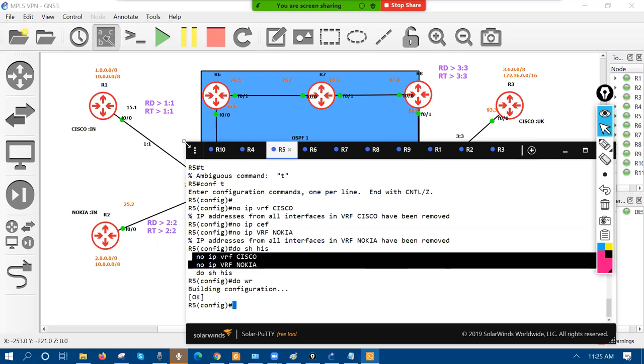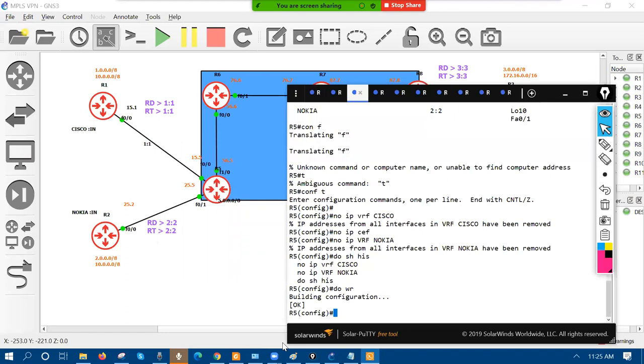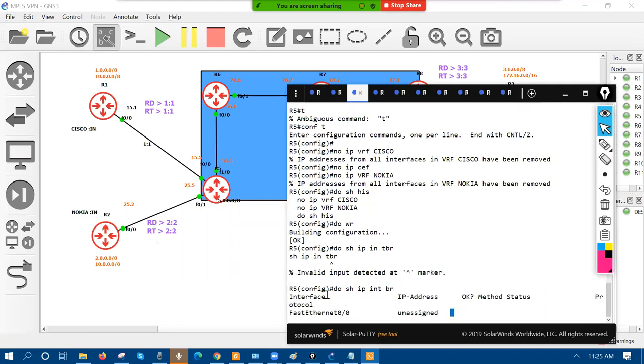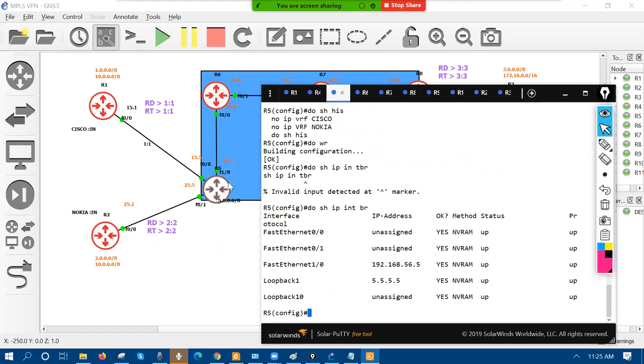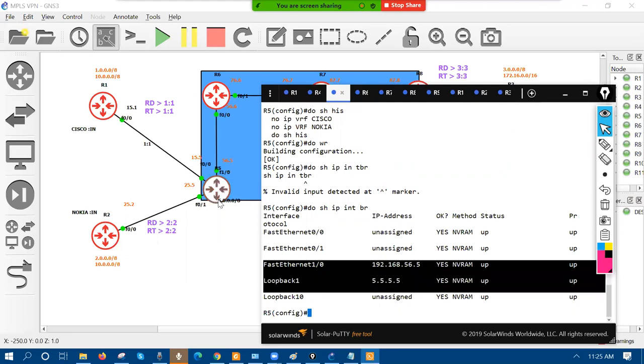What is the next thing? We need to verify the R5 IP addressing, right? Do show IP interface brief. I do have 56.5 on 1/0, right? And I have one loopback, 5.5.5.5, right? This guy.